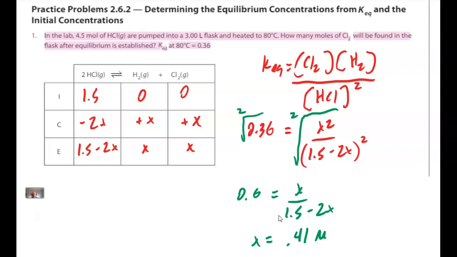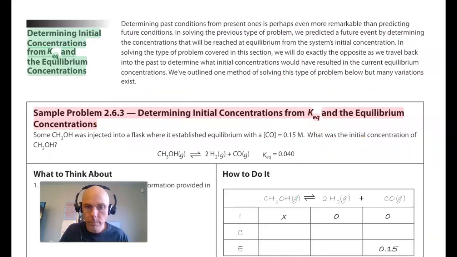Now it's asking for how many moles of chlorine there will be in the end, not what the concentration will be. To go from molarity to moles, because molarity is moles over volume, we need to multiply by the volume. So this 0.41 molarity times 3.00 liters will give us the number of moles at equilibrium, which is 1.2 moles. And there's our final answer. Nice work, folks.